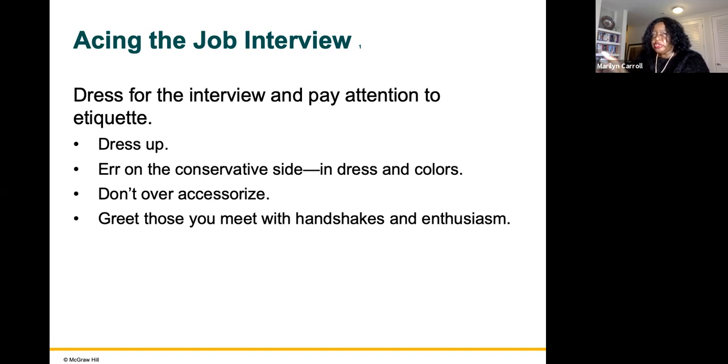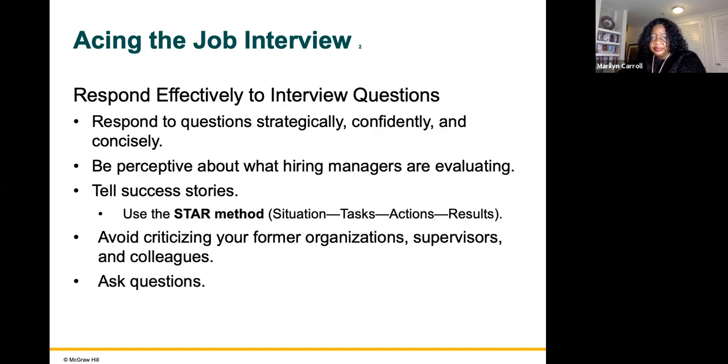Lipstick should be a neutral color, no reds like I have on. You don't want that for an interview. Looks great on presentations, but not on interviews. Greet those you meet with handshakes and enthusiasm.